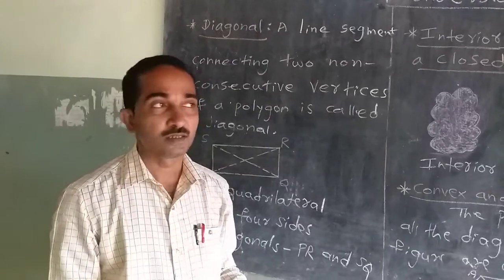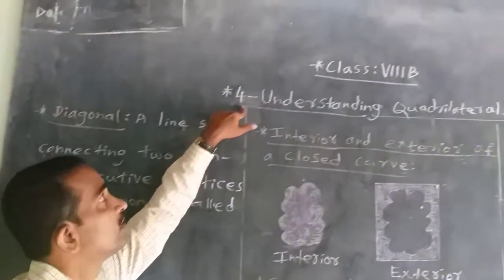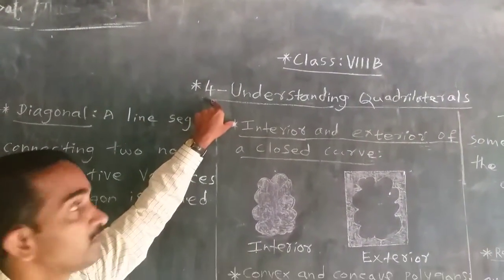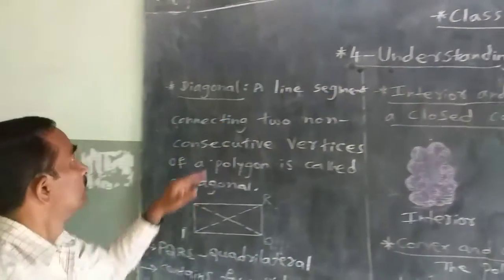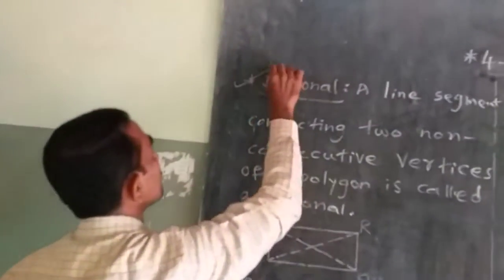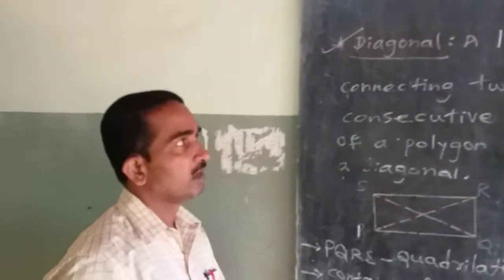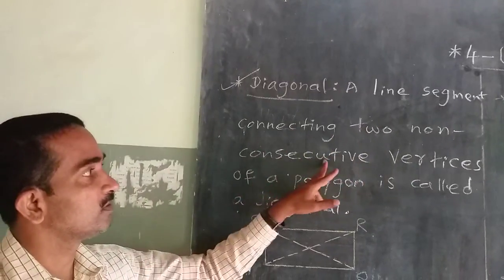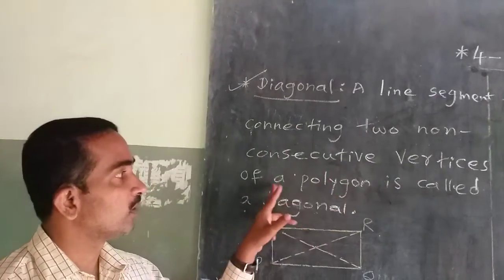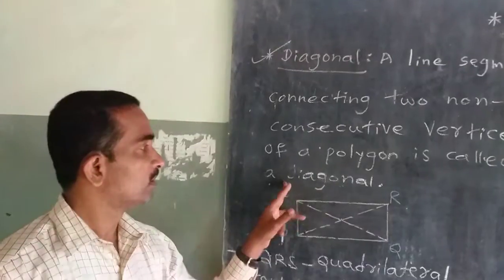Good morning, students. Today I will continue in the geometry unit number 4, understanding quadrilaterals. First, diagonal. A line segment connecting two non-consecutive vertices of a polygon is called a diagonal.